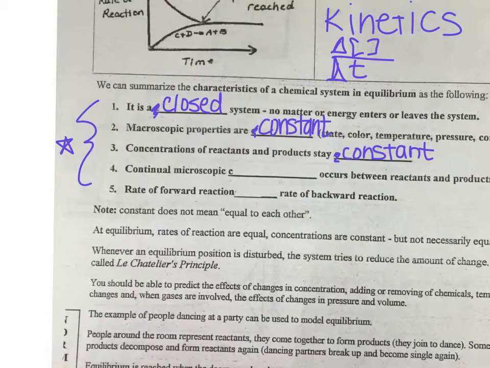But, as you guys saw with your straws, continual microscopic changes are occurring, or microscopic change occurs between the reactants and your products. The rate of forward reaction equals your rate of reverse, or backwards. Okay? And just like I keep saying, constant does not mean that they're equal to each other. It means that they're just not changing.